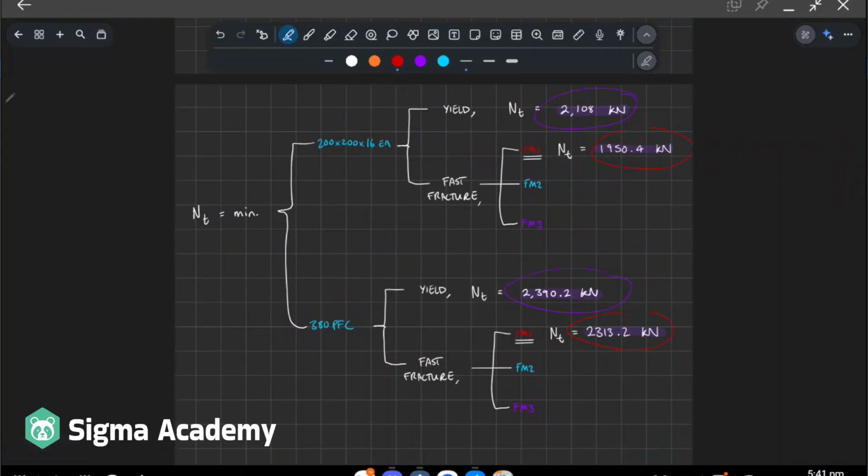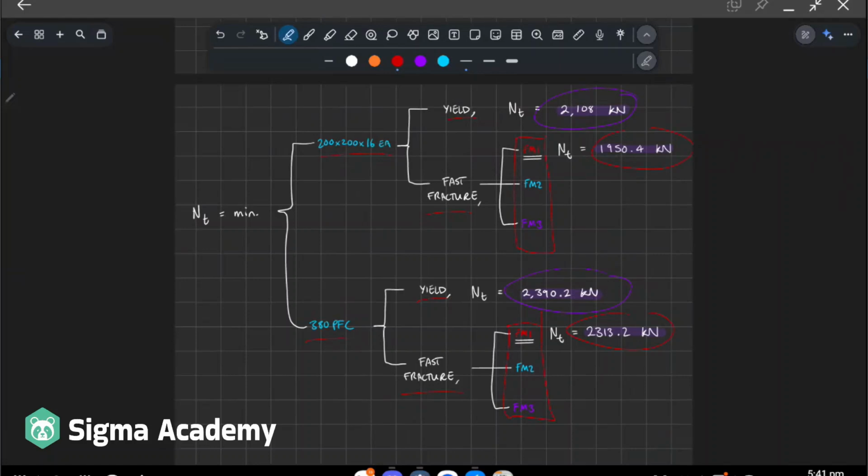So if you look at this little tree diagram, you have to check what the minimum tensile capacity is for everything to do with the equal angle and everything to do with the PFC. And then breaking it up further, you have to figure out the yield and the fast fracture capacity for all of them. And the fast fracture capacity in our case had 3 failure modes, right?